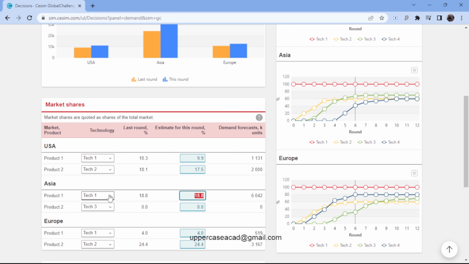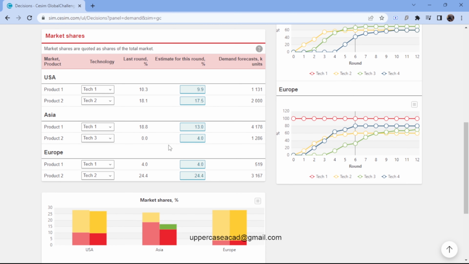So for Tech 1 here, Tech 1 will grab a market share of 13%. Then for Tech 3, sorry, which is in Asia, will grab a market share of 4.0%. Because it's a new product and you don't want to produce more. You just want to produce a significant amount so that we can look at how the market will respond to our new product.